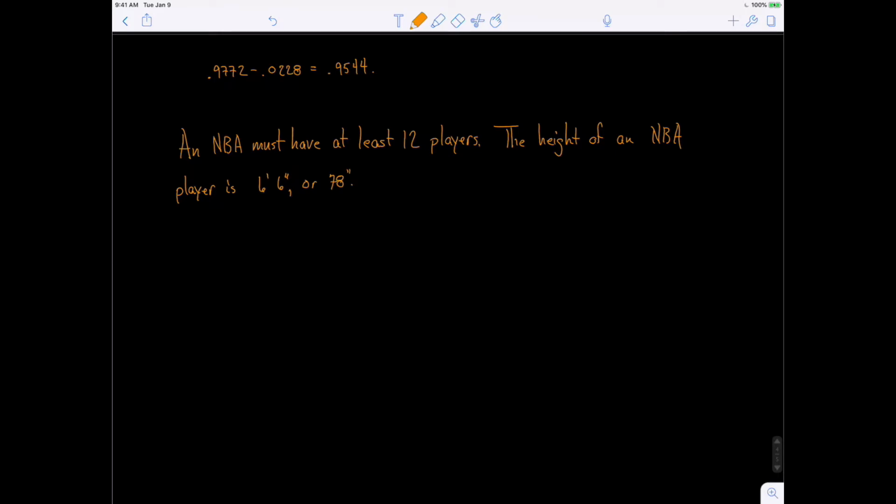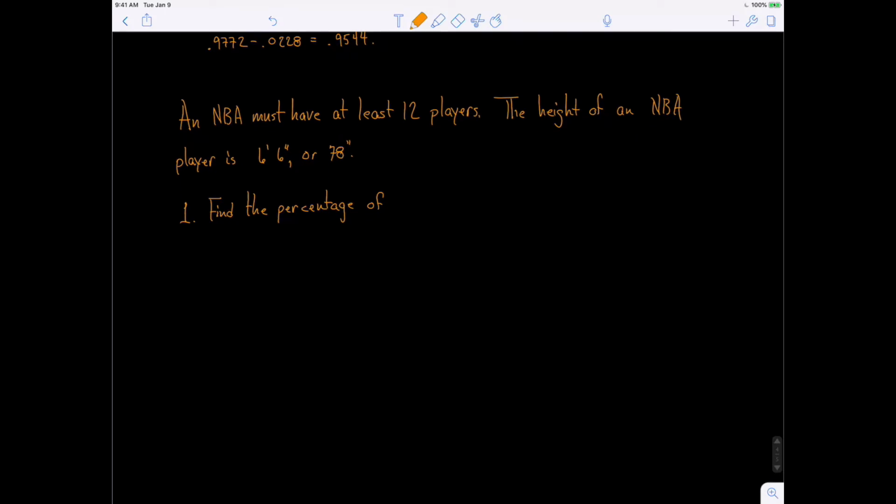So we're going to do two things. The very first one is, one, find the percentage of American males 78 inches or taller.